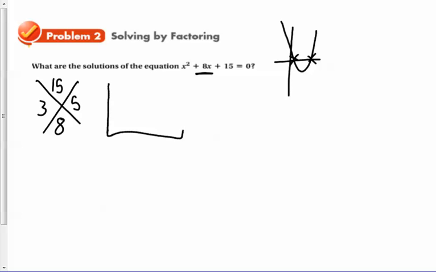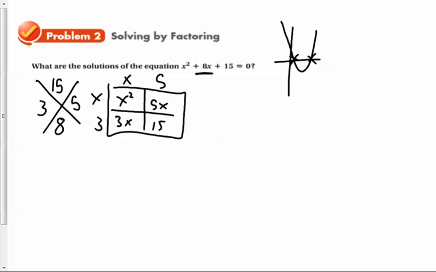So then we do this right here. And remember we put the x² over here in the corner, and down here we put the 15, and then we put a 3x here, and we put a 5x here, and then we play tic-tac-toe. Going this way, left to right, you got an x. Going this way, you have a 3. Up and down, you have another x. Up and down, you have a 5. So your factors are (x + 5)(x + 3) = 0.